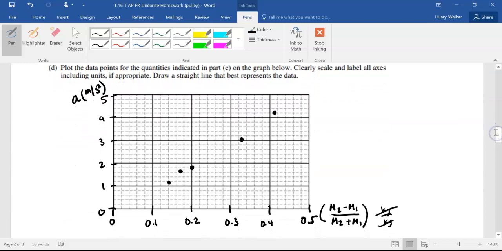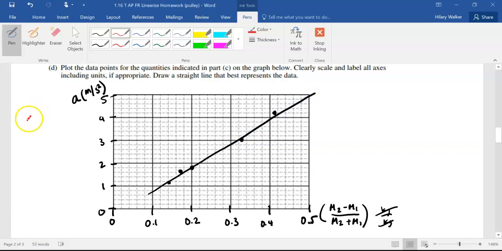For the last part, we want to draw a straight line that best represents the data. Always make sure you use a piece of paper or a ruler to make sure that line is straight. Again, have about the same number of points above and below your best fit line. Perfect, so around like that.